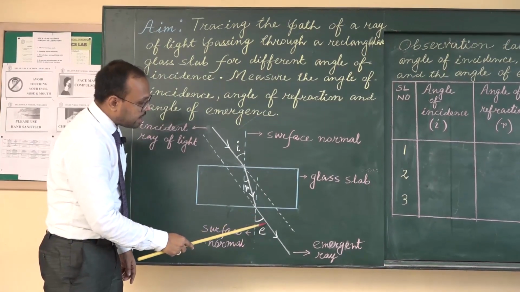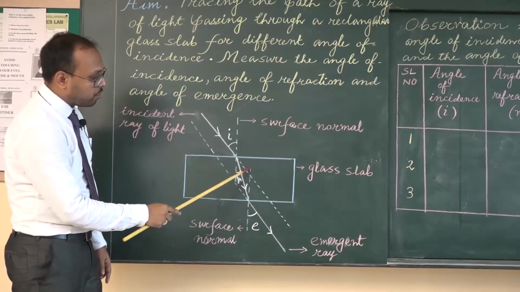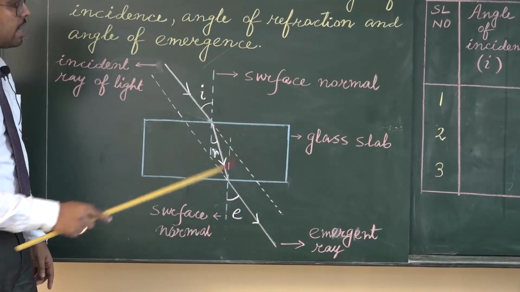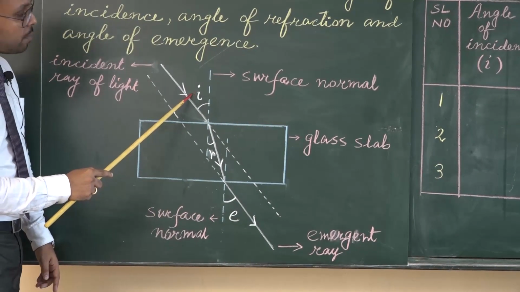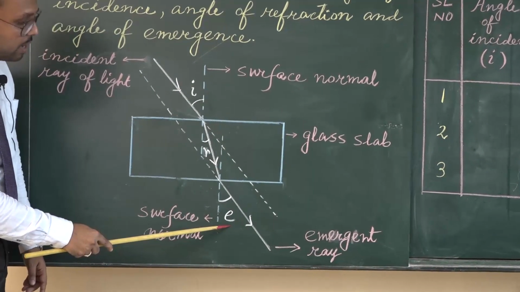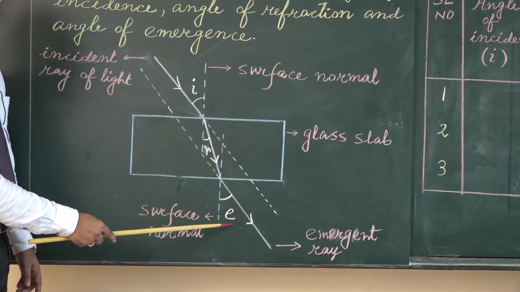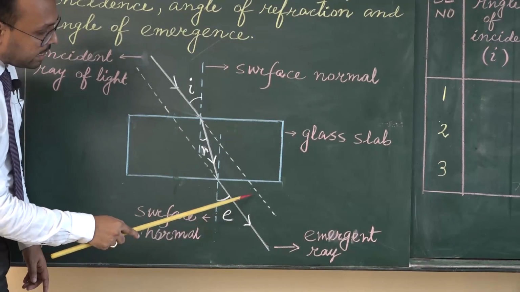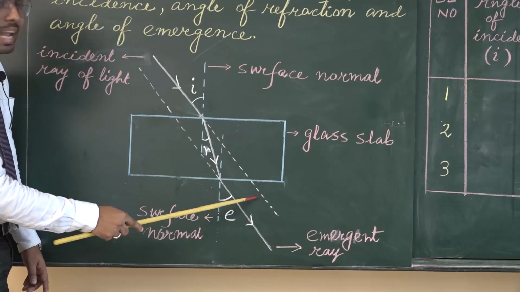Now, this emergent ray is also making an angle with the normal drawn at the surface of emergence. This particular angle is called the angle of emergence. Now, we know that the angle of incidence and the angle of emergence are equal. Why? Because these two rays are parallel. As these two rays are parallel, if we extend this, we will get a shifting. This particular shifting is called lateral shifting.